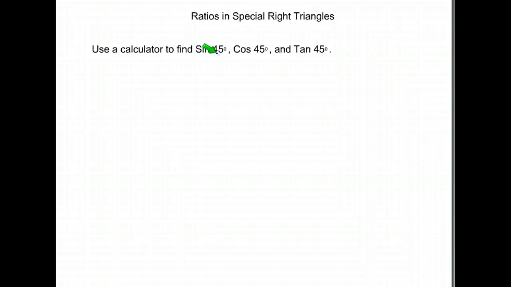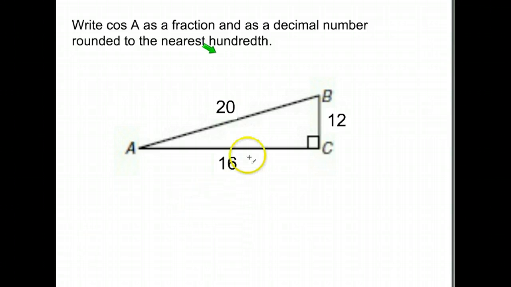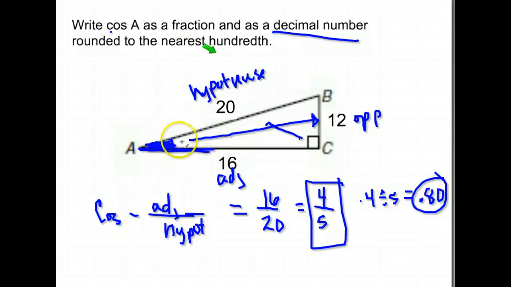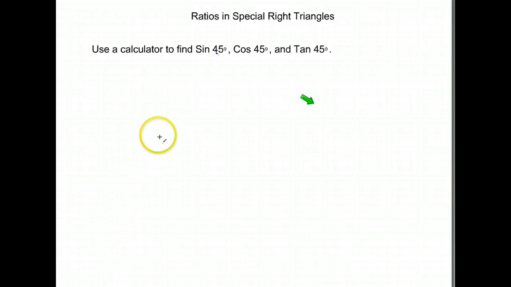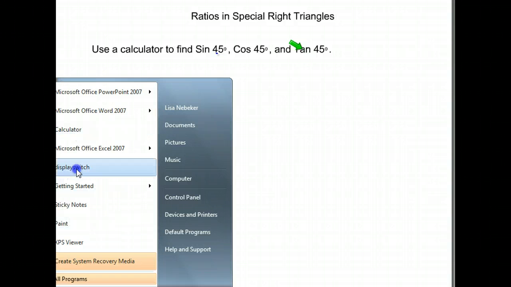So remember, looking back at previous examples that we did, we did not know the measure of these angles. Okay, so we could not find them using a calculator. We had to use ratios. If you do know the angle, you can find the sine, the cosine, and the tangent, the decimal form, using a calculator. Okay, so let's take a look at what that might look like.